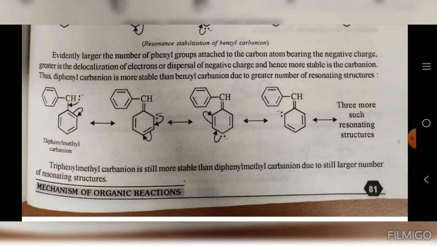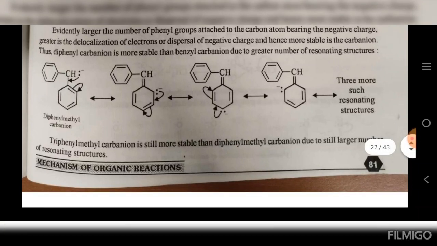Thus, diphenylmethyl carbanion is more stable than benzyl carbanion due to a greater number of resonating structures. Diphenylmethyl carbanion, three more such resonating structures. Triphenylmethyl carbanion is still more stable than diphenylmethyl carbanion due to a still larger number of resonating structures.